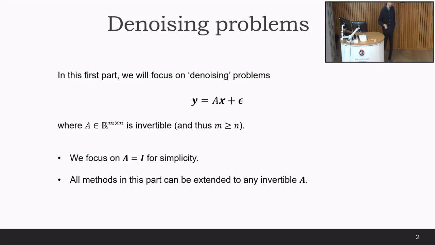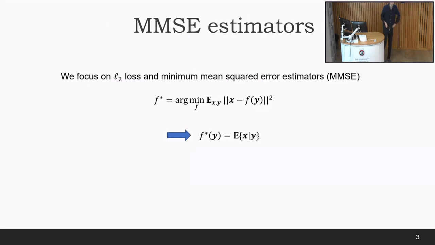Although this will be for denoising, we'll see that all the methods in this part can be easily extended for anything where the forward operator is invertible. If A is not the identity, but it's invertible, you can easily adapt any of the methods I'll be speaking about, right?